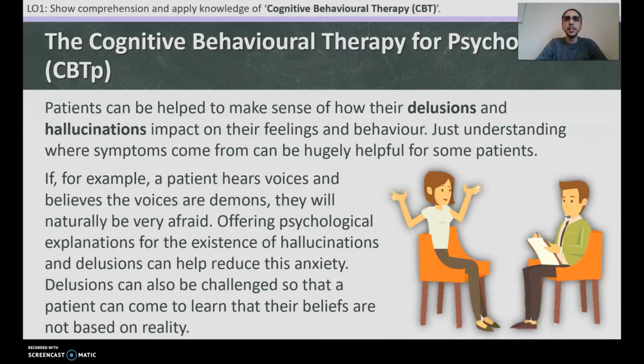Patients can be helped to make sense of how their delusions and hallucinations impact on their feelings and behaviors. Just understanding where symptoms come from can be hugely helpful for some patients. If, for example, a patient hears voices and believes the voices are demons, they will naturally be very afraid. Of course, if any of us heard any demons or any voices, you would be afraid. Offering psychological explanations for the existence of hallucinations and delusions can help reduce this anxiety. Delusions can also be challenged so that a patient can come to learn that their beliefs are not based on reality.